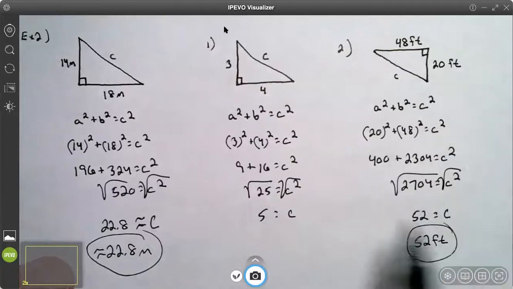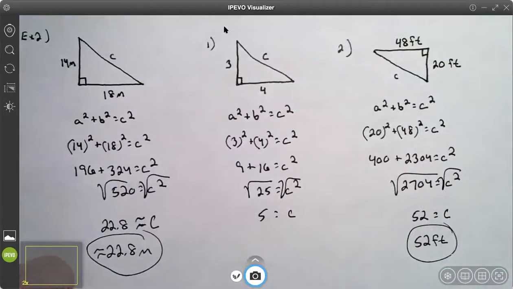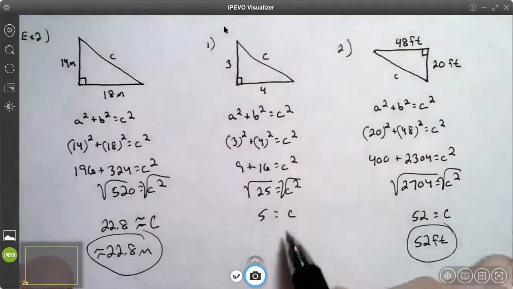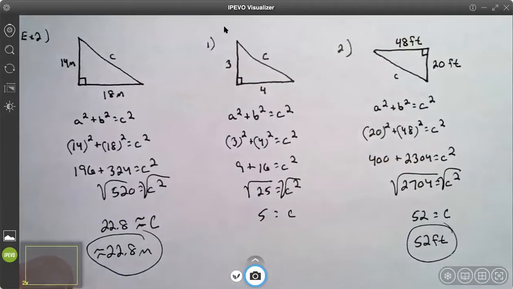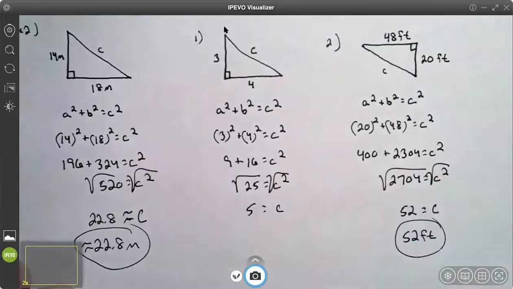Now, it does make sense. C is 52. That's bigger than both of those. So my hypotenuse is the longest side, as was it here. 5 is longer than those. Let me tell you one more thing about this. Not only is your hypotenuse always your longest side, it's always less than the sum of your two legs.